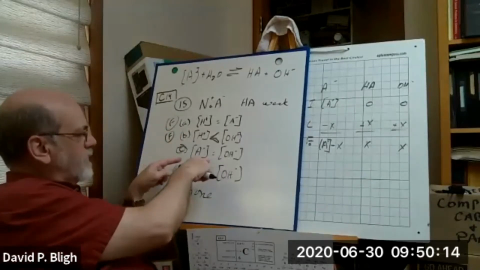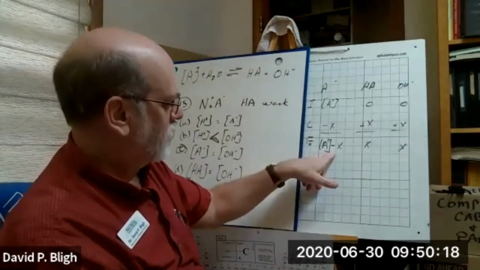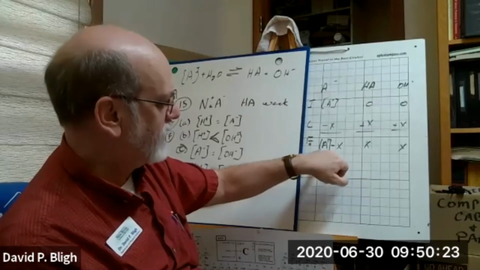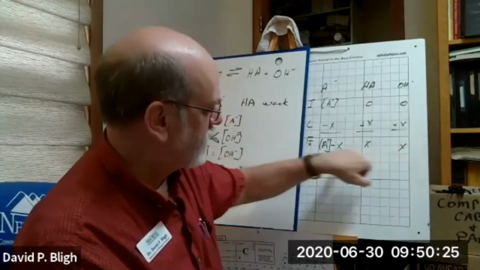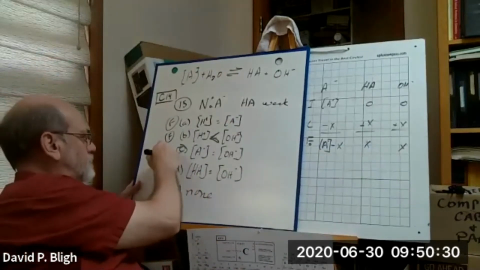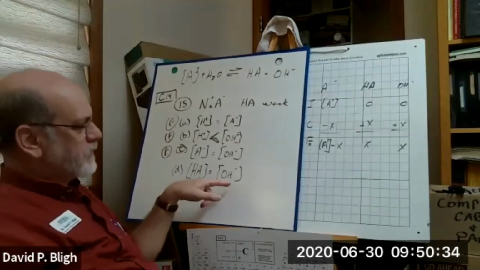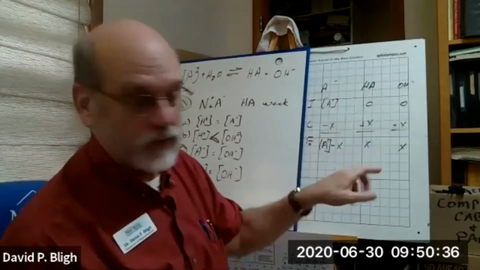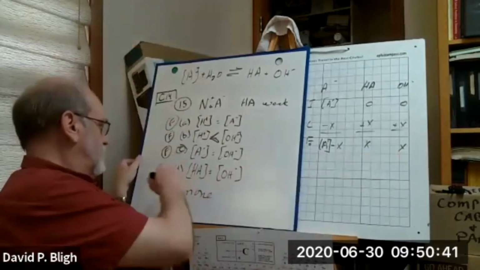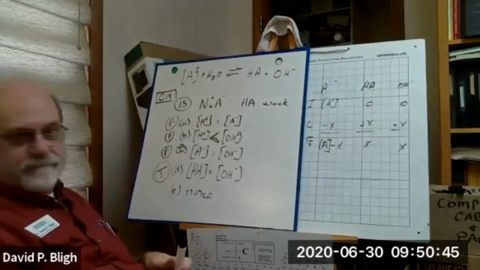How about this one? A minus is equal to hydroxyls. Well, that can't be either, because you've got A minus minus X yields X over here. So they can't both be equal. HA equals hydroxyls. That's true, because that is equal to that. So that's our true statement right there. Okay?